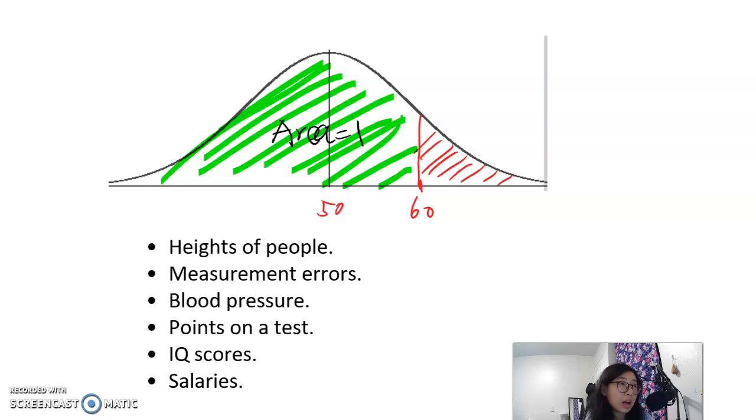There are a lot of cases that fit into a normal distribution. For example, the heights of people, the measurement errors, the blood pressure, points in a test, IQ scores or salaries, and many more.